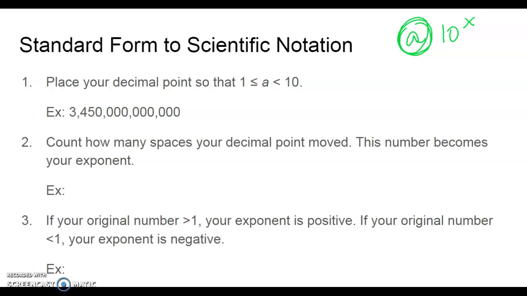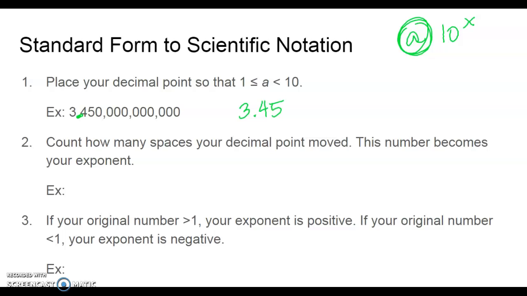So in this problem, it looks like we have the number 3,450,000,000,000, which is obviously not between 1 and 10. So I'm going to put my decimal point right here between the 3 and the 4. So I see that my coefficient is going to be 3.45 times some power of 10.